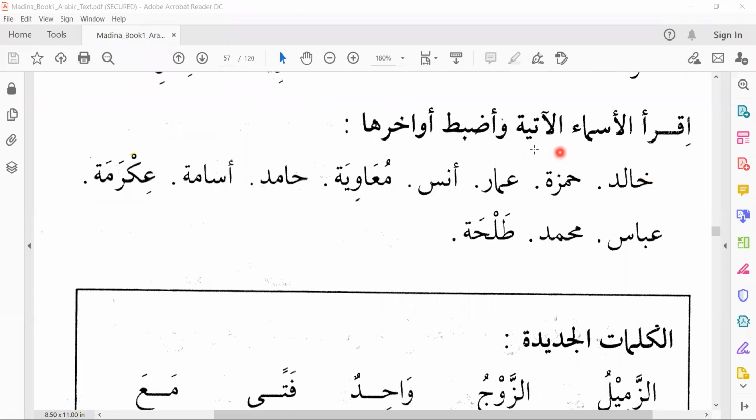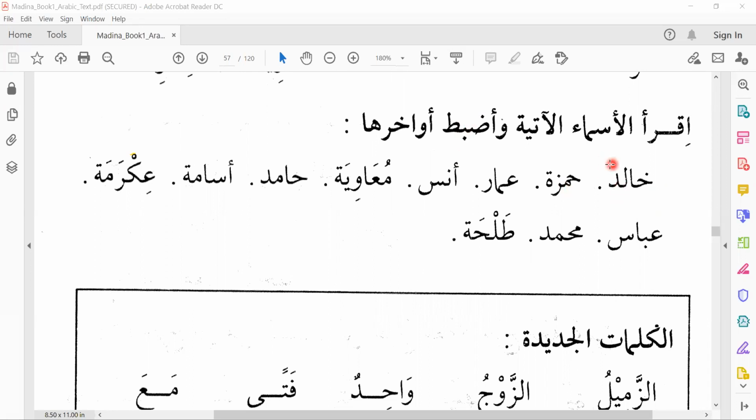Read the following nouns and mention their endings. Read, the following nouns. And mention, its endings. That means we have to give the haraka. You have to give the haraka to that.